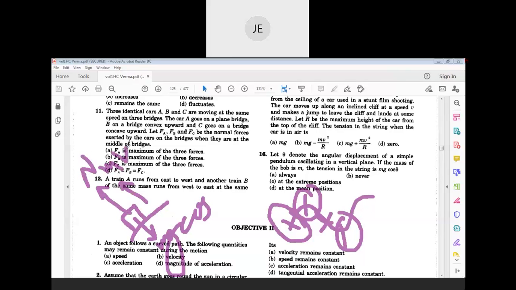Now you can tell normal force is equal to what? Mg cos theta minus mv square by r. So as it is moving up, theta is gradually increasing.